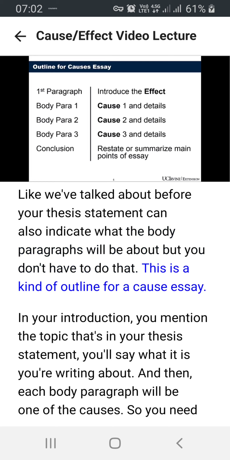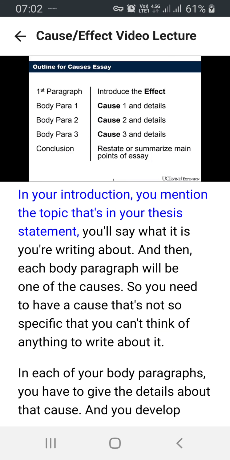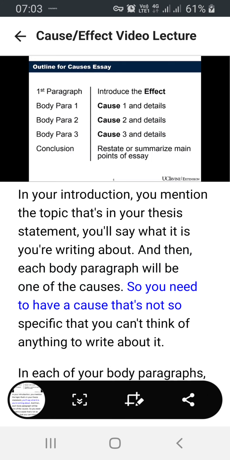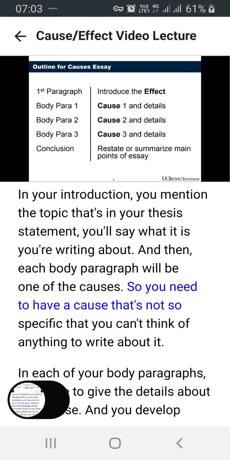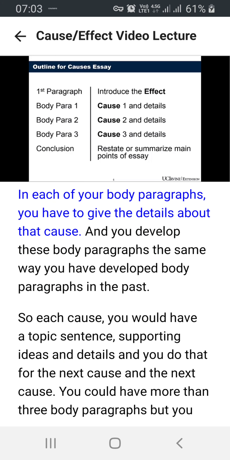This is a kind of outline for a cause essay. In your introduction, you mention the topic. That's in your thesis statement. You'll say what it is you're writing about. And then each body paragraph would be one of the causes. So you need to have a cause that's not so specific that you can't think of anything to write about it. In each of your body paragraphs, you have to give the details about that cause.